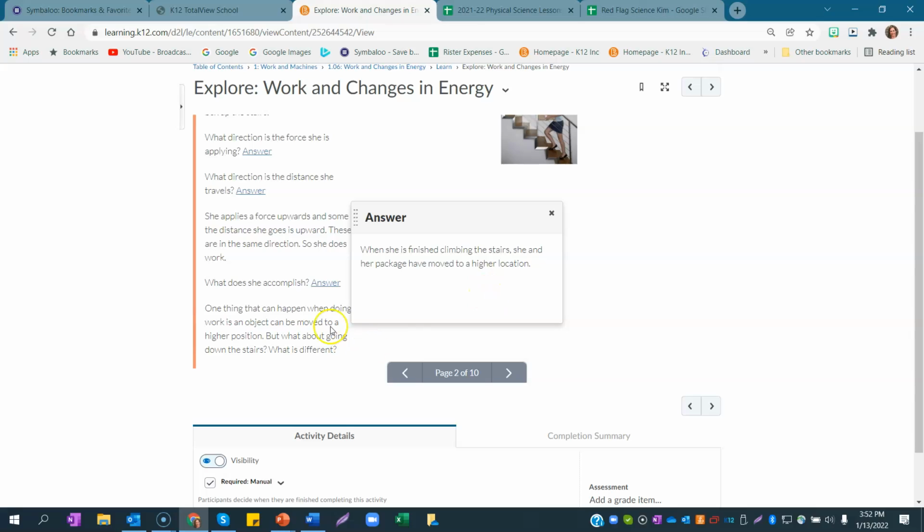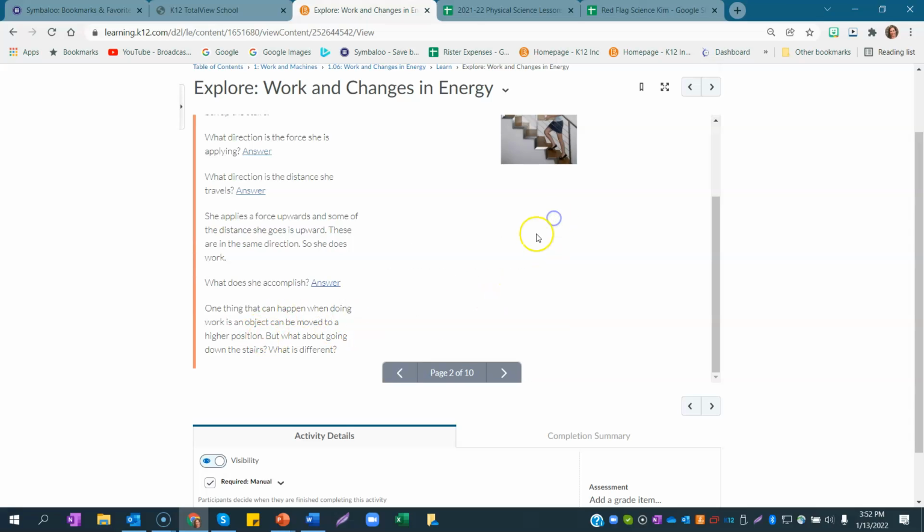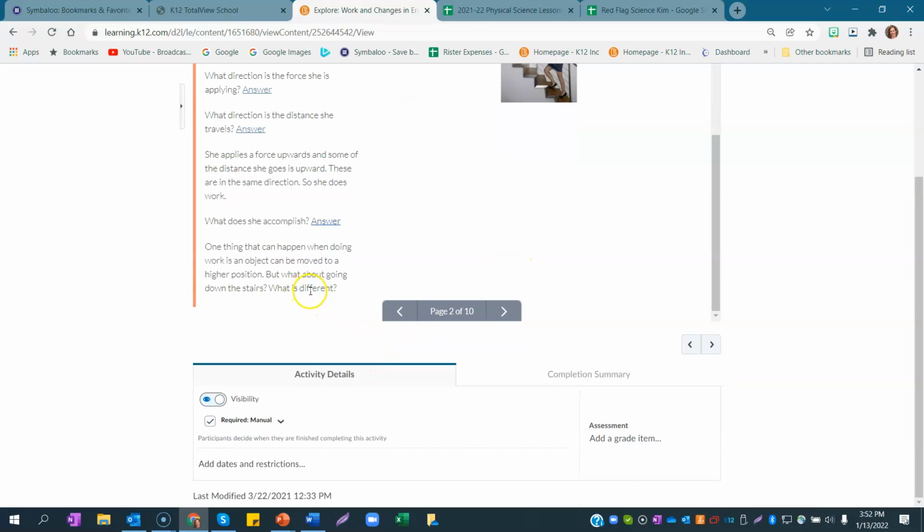If we think about that and read this last little paragraph, one thing that can happen when doing work is an object can be moved to a higher position. But what about going down the stairs? What is different? So for number 3, how is height related to work and force? We know that we're applying force upwards to go up the stairs, and that we're also going directionally, right? We're moving in that upward direction. So that is the answer to number 3, how height is related to work and force.